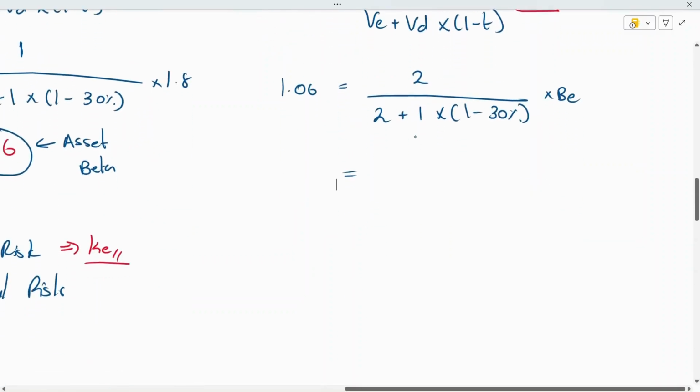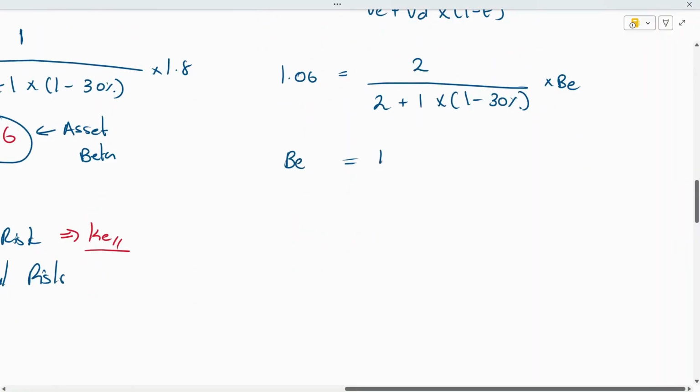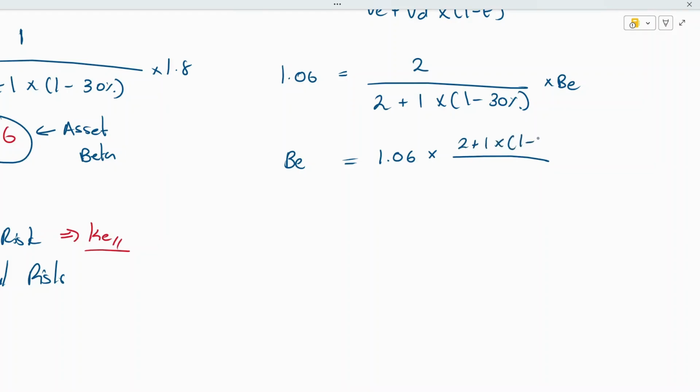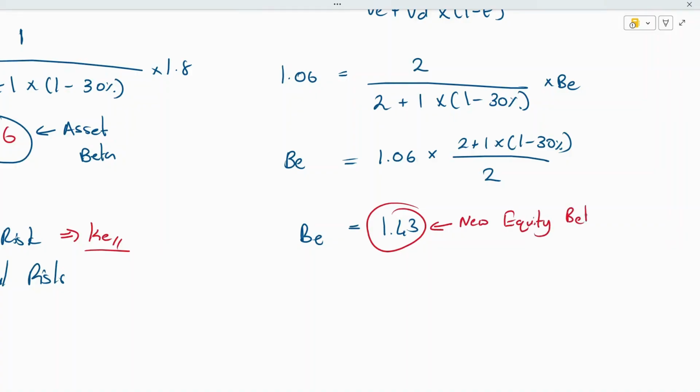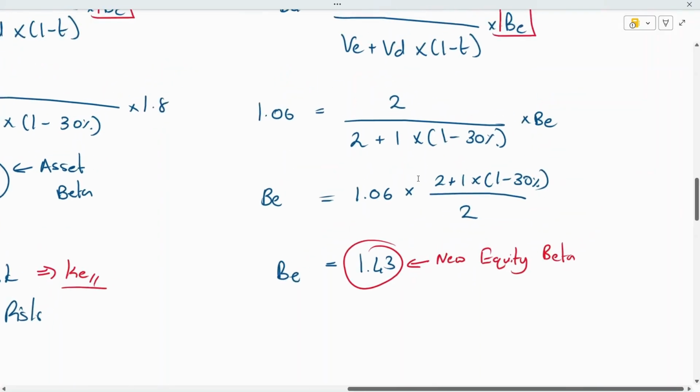Therefore, if we rearrange the formula, what are you getting? Beta equity equals 1.06 into 2 plus 1 into 1 minus 30%, divided by 2. If you solve this, what is the beta equity that you are getting? Guys, you also try to calculate and get the answer. The beta equity you will be getting is 1.43. So what is this 1.43? This is the new equity beta of our company, or else we can say this is our company's risk in the recruitment consultancy industry. I hope this is clear.